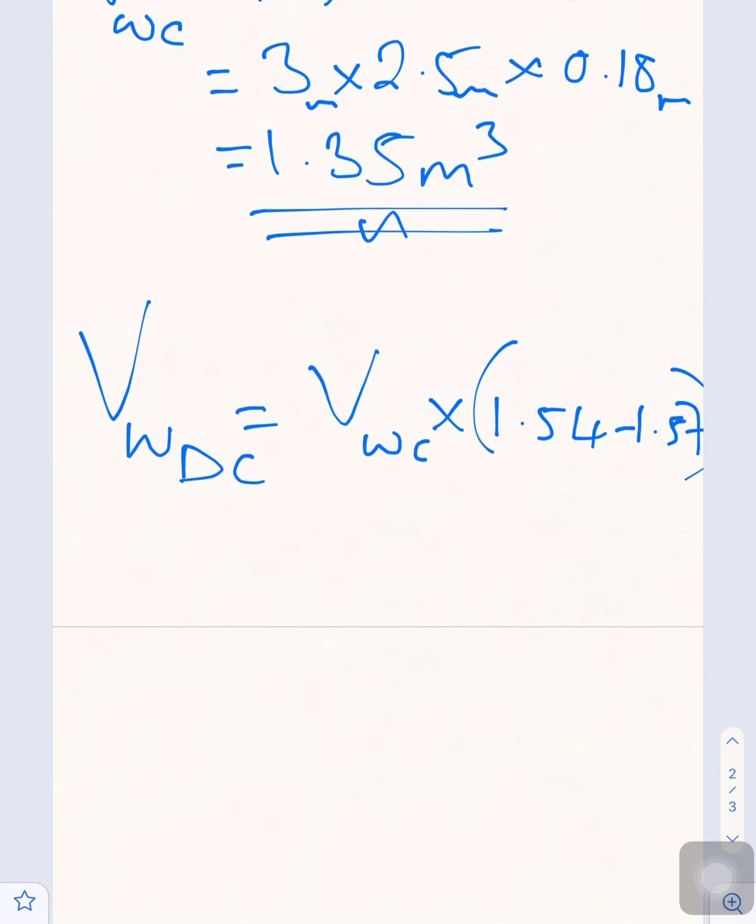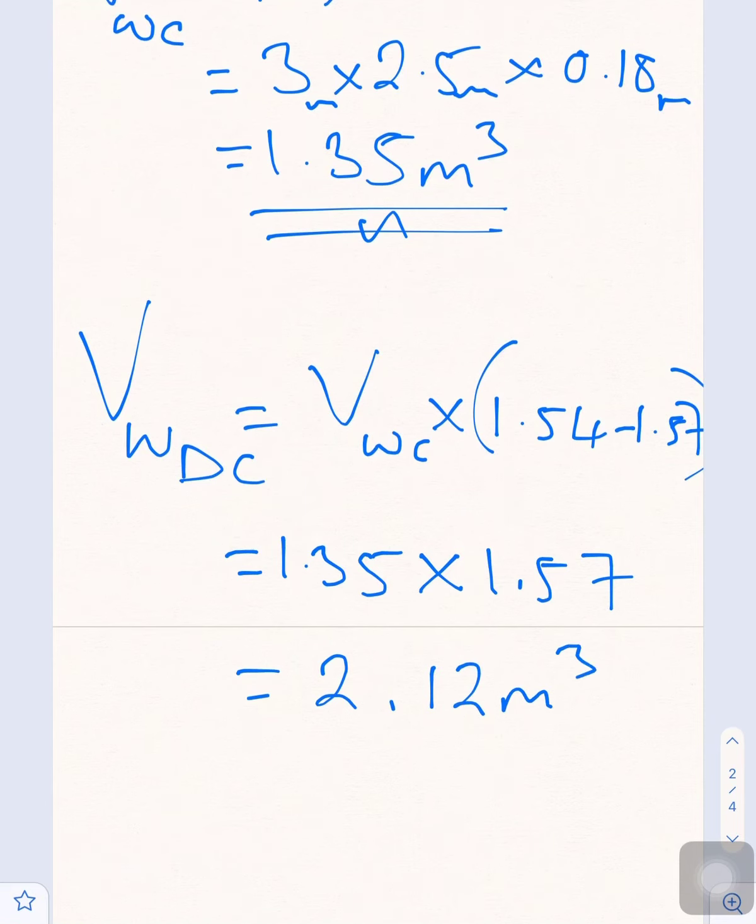So in this case, for the volume of dry concrete, we'll multiply the volume of wet concrete, which is 1.35, by 1.57. We're trying by all means to apply the full safety factor, which is 1.57. So when you multiply that, you have 2.12 cubic meters. So this is the volume of the entire concrete together in your design.